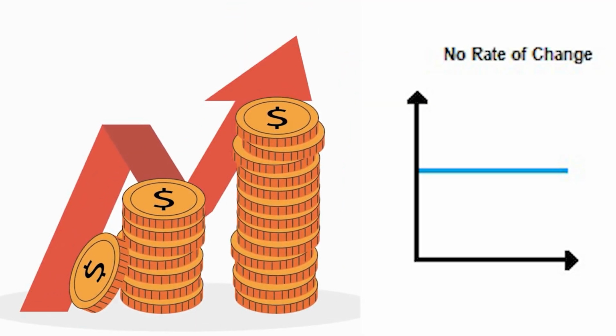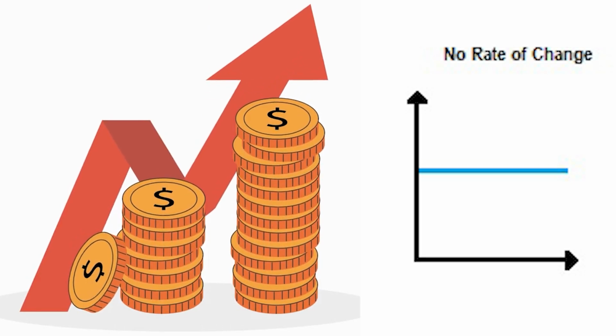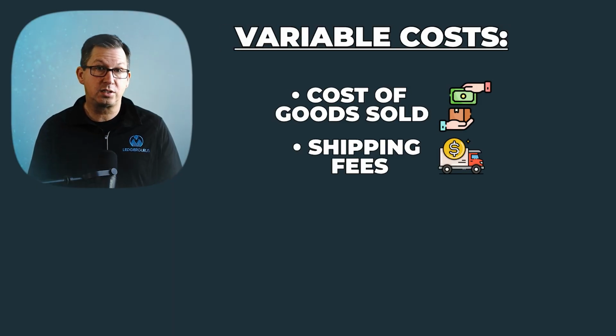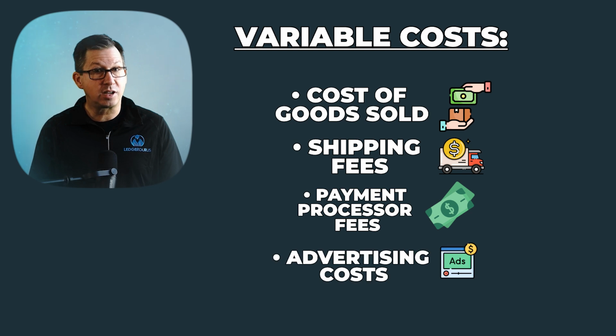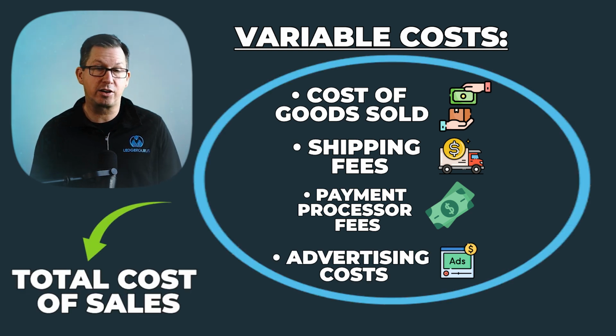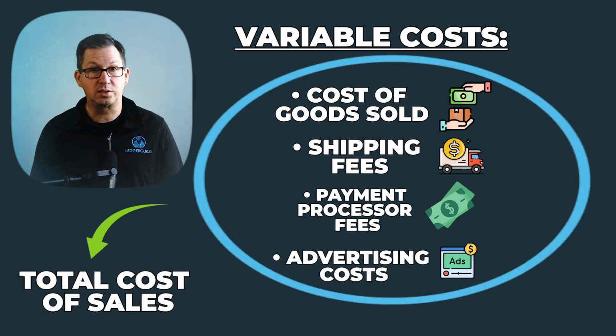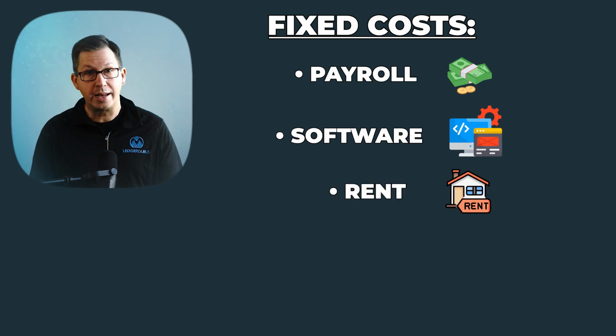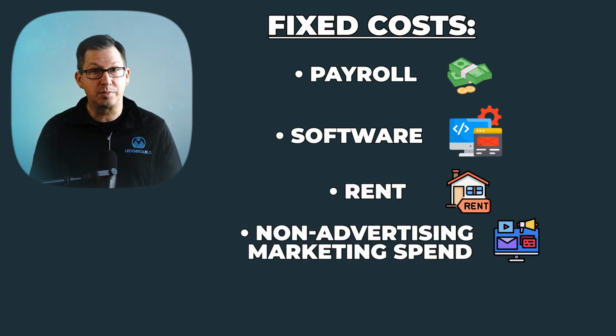costs. Variable costs increase as your sales increase. Fixed costs, on the other hand, stay constant regardless of how much you sell. In the world of e-commerce, variable costs include things like cost of goods sold, fulfillment and shipping costs, payment processor fees, and advertising costs. These costs can be categorized as cost of goods sold, or cost of sales, or total cost of sales. Fixed costs would include things like payroll, software, rent, non-advertising marketing spend, and so on.